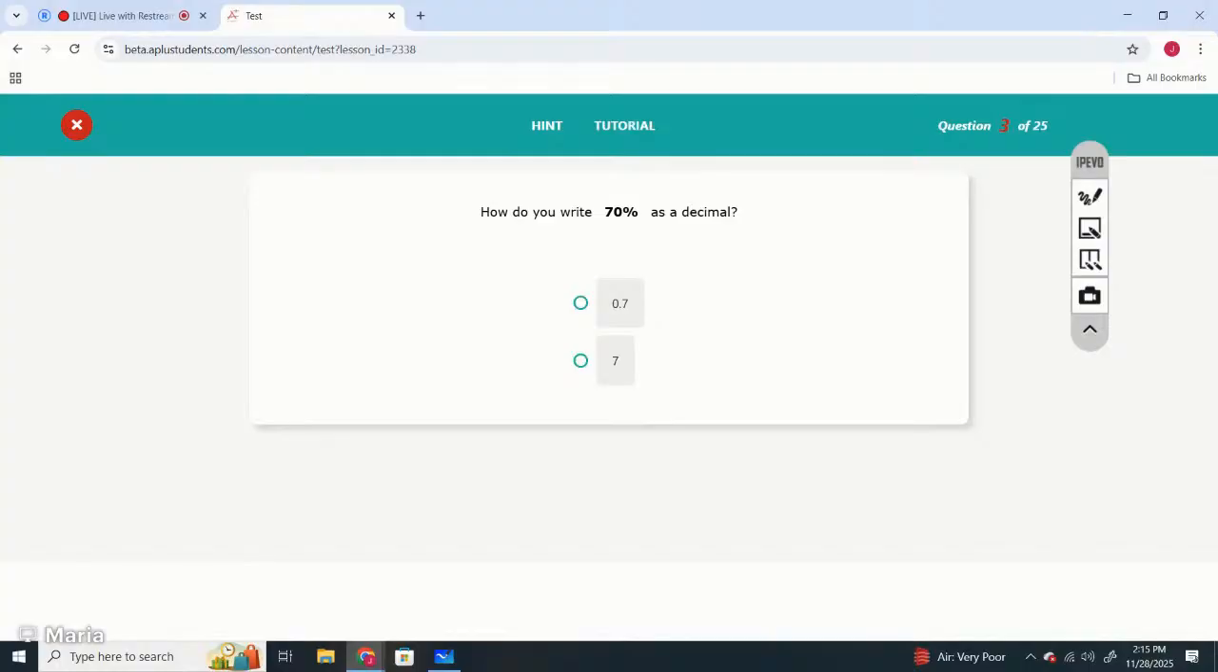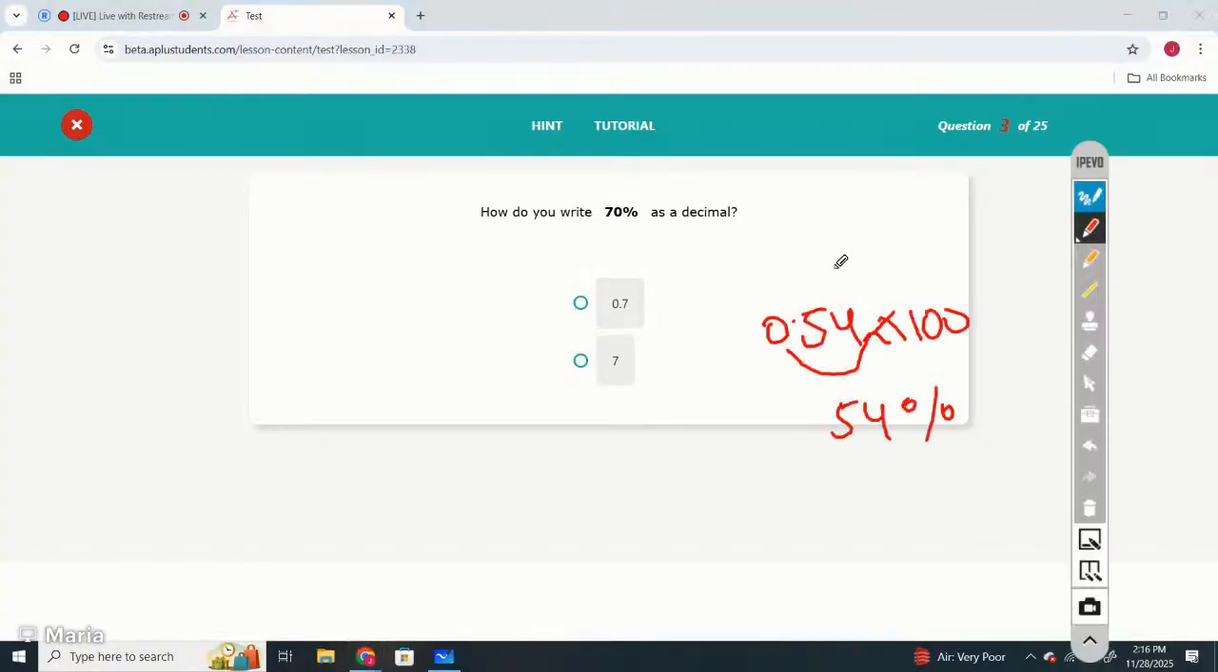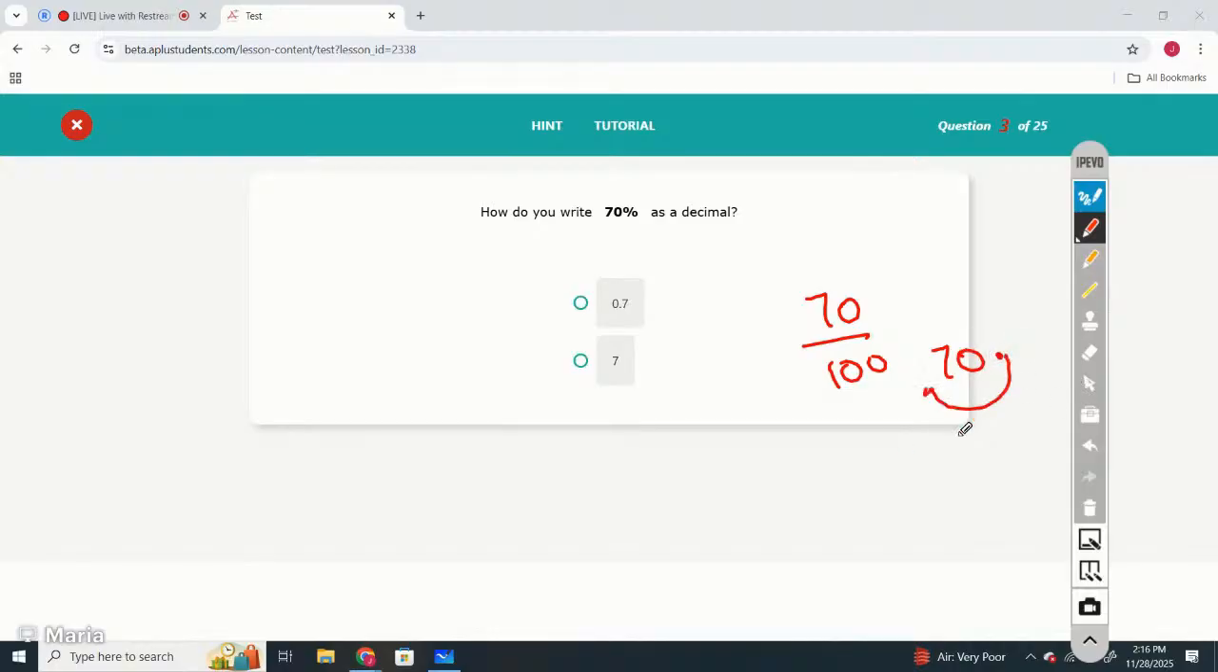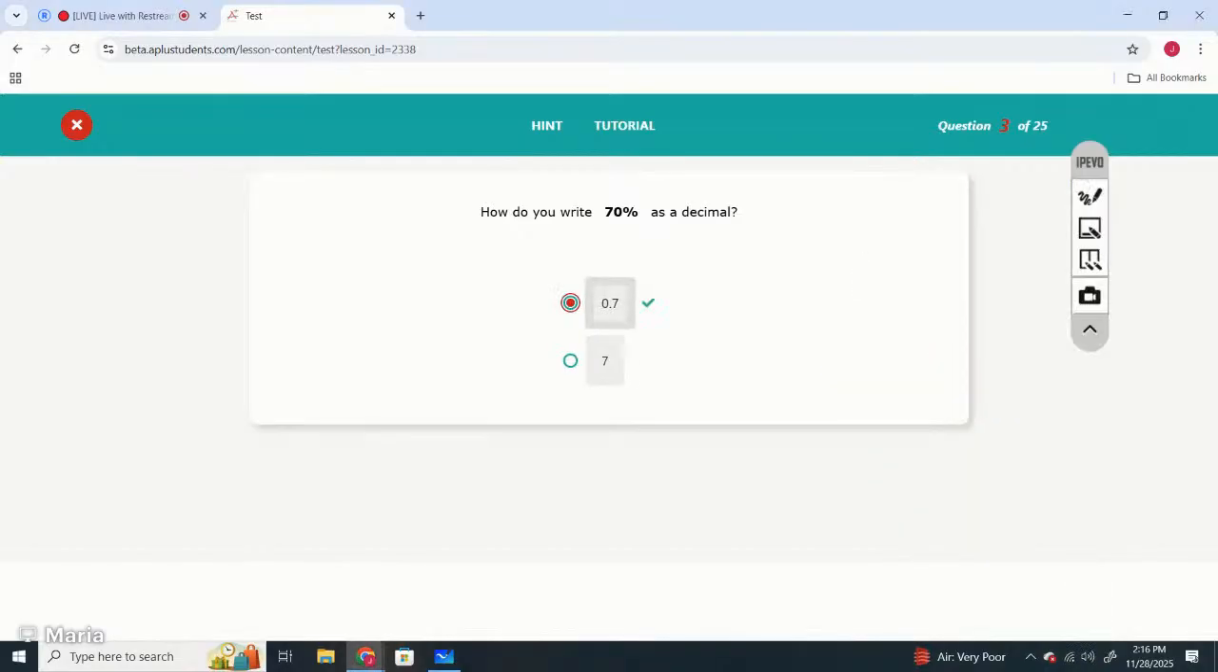How do you write 70% as a decimal? 70% means you can write it as 70 over 100, right? So the decimal point is here. You need to move it two places left, so that is 0.70, or you can write 0.7. That is the correct option. 0.7 it is. Option number 1 is the correct option. That is 0.7.